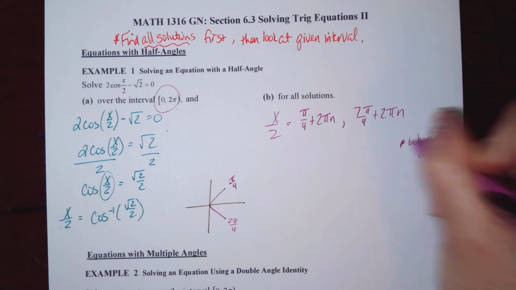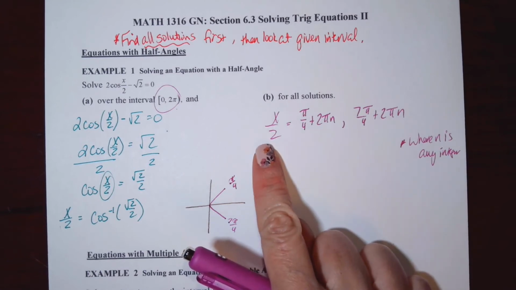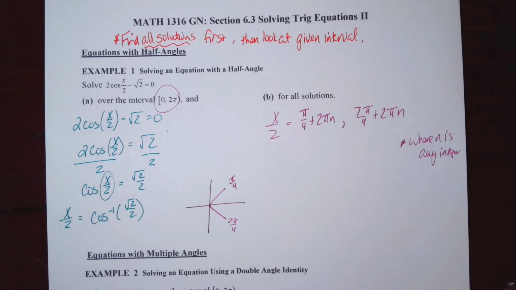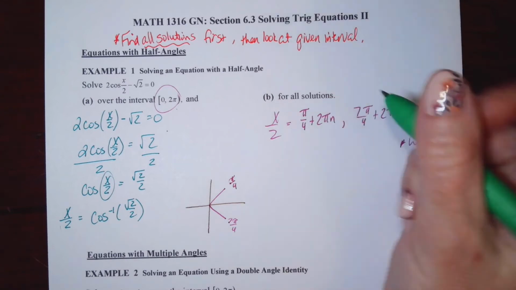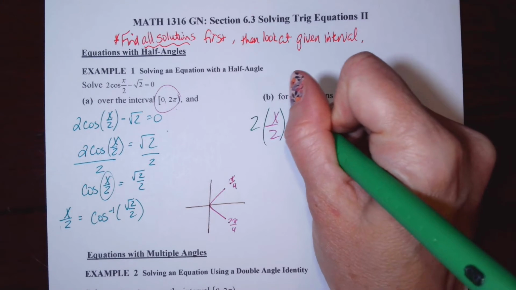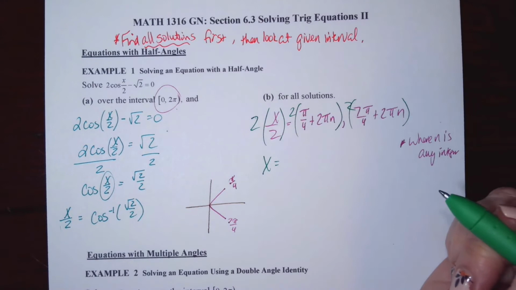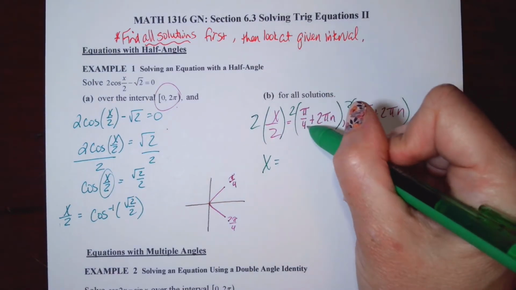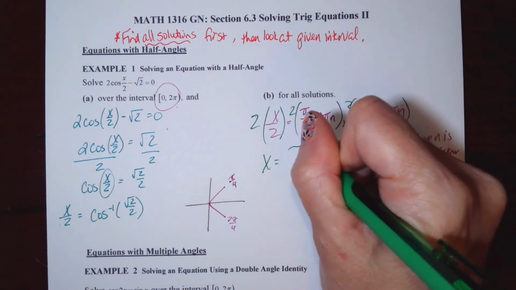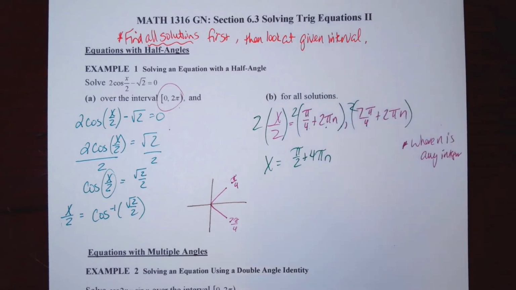Okay, so that's lovely, but we're not done because we've solved for x half. We have not solved for x. So our last step means that we need to finish by solving for x. To solve for x, I need to multiply everything, both sides of my equation, by 2. Because 2 times x half is just x. 2 times pi fourth is 2 pi fourth, or pi half, plus, note this as well, now we have to go 4 pi n to get to the next solution.